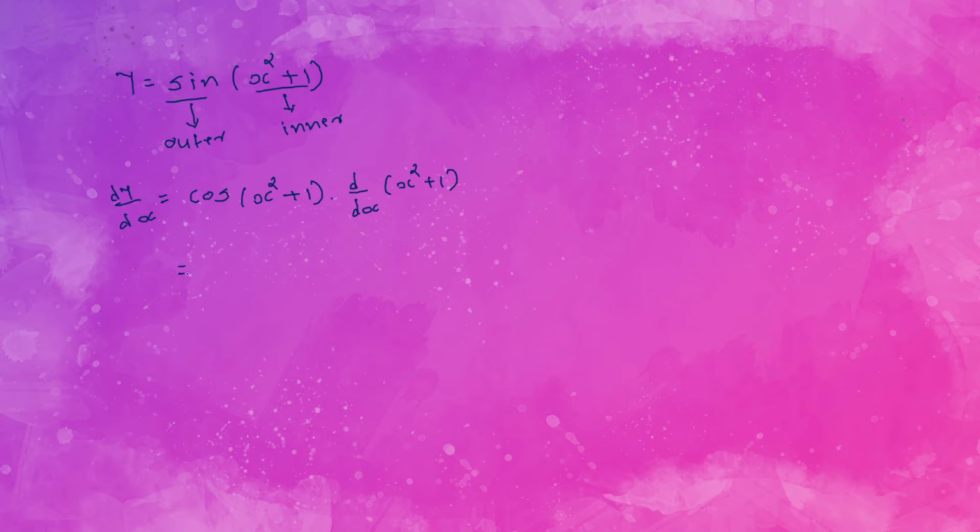So that is equal to cos of x square plus 1, and here it is addition rule. So derivative of x square is 2x, plus 1 is constant, so it will be 0. And therefore the final answer is 2x cos of x square plus 1. So this is my answer.